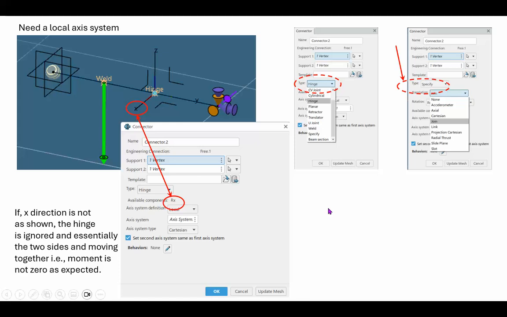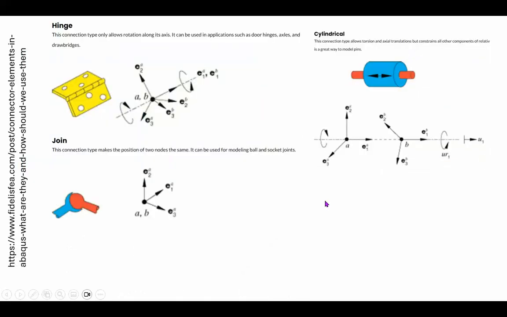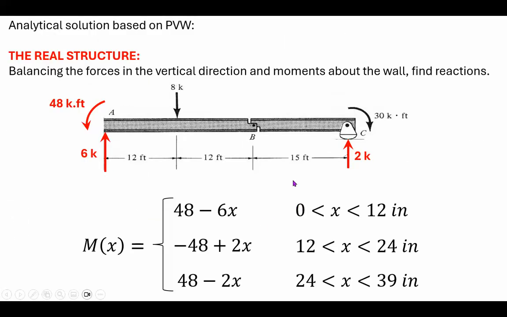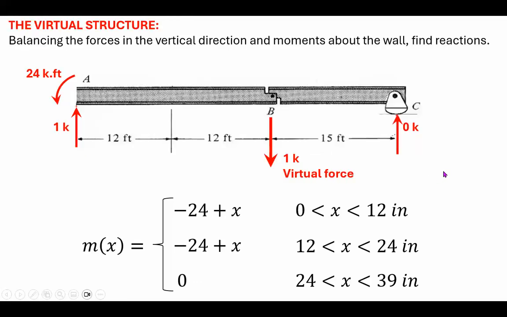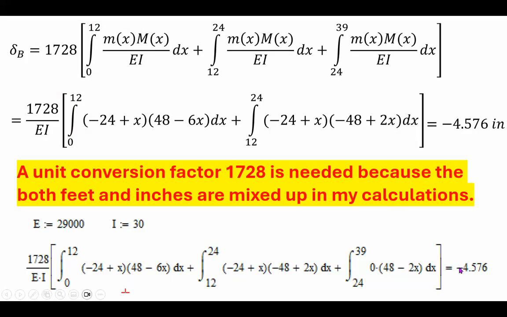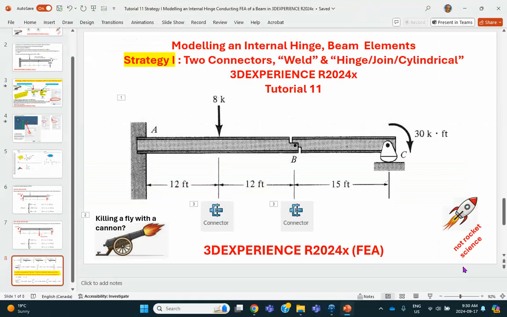We're just going to use the hinge. This is coming out of Fidelis's FEA link, and this is an analytical calculation using the principle of mutual work to show you what the deflection at the internal hinge should be, roughly 4.58 downward. Okay, let's go ahead and do that.